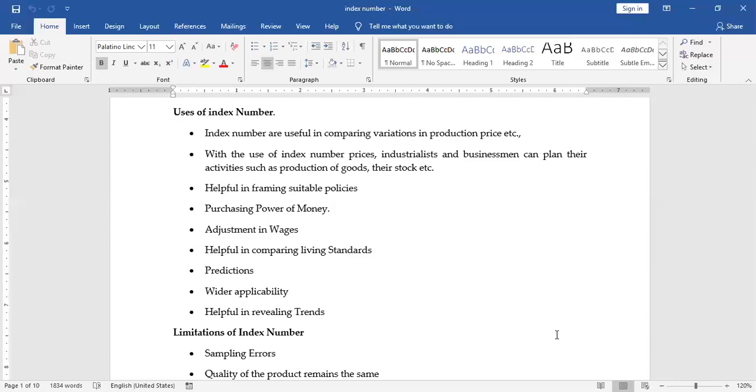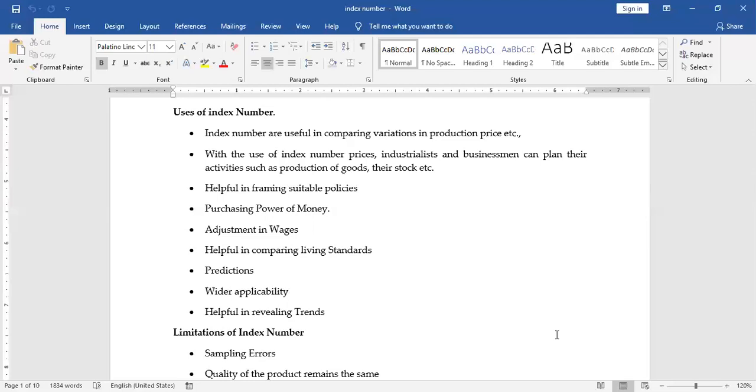So once we are taking this, getting it right, which helps in comparing living standards, we'll be taking data for a very long period, for very big periods. So once we are taking the data for long periods, definitely we can compare the standard of living of people. We can predict. Definitely it helps in taking up the decision. It is widely applicable. It has a broader scope.